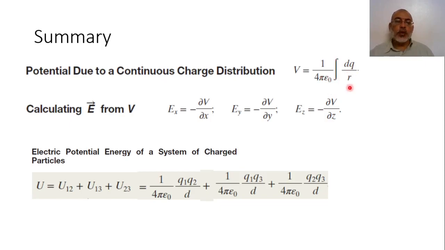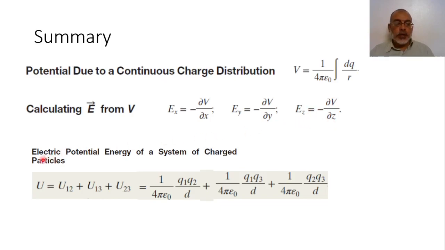And if we are interested in calculating the electric field from the electric potential, we say that the electric field in the x direction is minus the rate of change of the potential with respect to x, minus partial dV by partial dx. The electric field in the y direction is minus partial dV by partial dy. The electric field in the z direction is minus partial dV by partial dz.